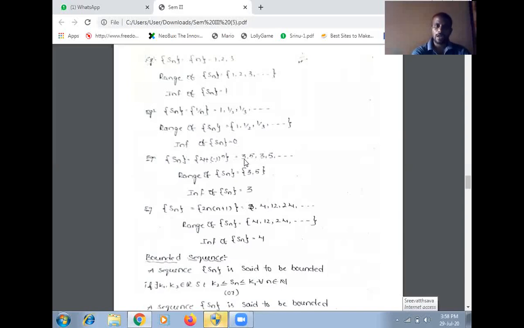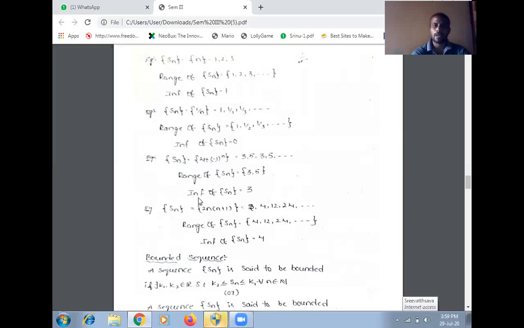So what is the sequence here? 3, 5, 3, 5 is the sequence. So here 3 and 5 are the repeated values in this sequence. 3, 5 లు ఈ అనుక్రమంలో పునరావృతం అవుతున్నాయి. కాబట్టి range of this sequence, ఈ అనుక్రమం యొక్క వ్యాప్తి 3, 5 అవుతున్నాయి.